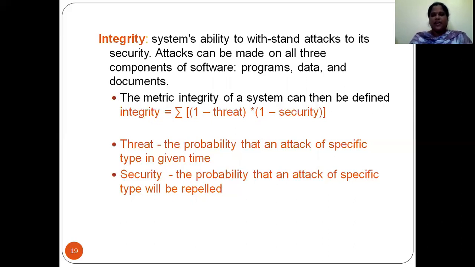The integrity metric of a system is defined as integrity equals sigma of (1 minus threat) times (1 minus security). Threat means the probability of an attack occurring within a given time. Security means the probability that an attack of a specified type will be repelled. So this is about threat, and this is about security.